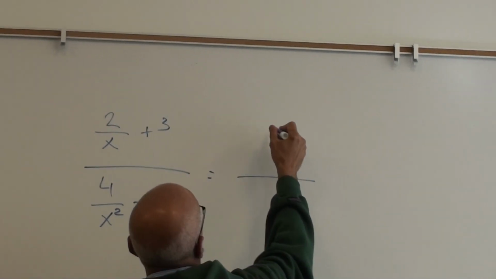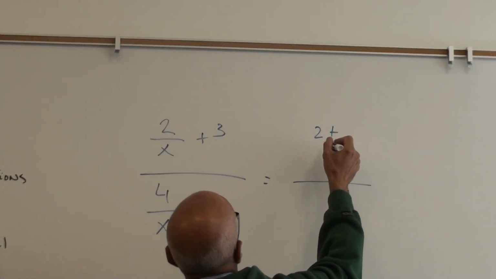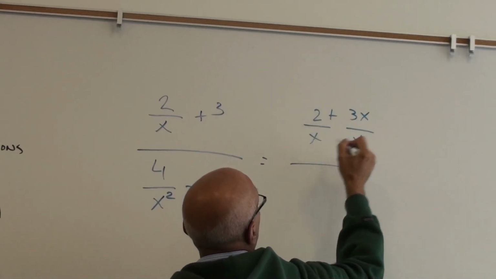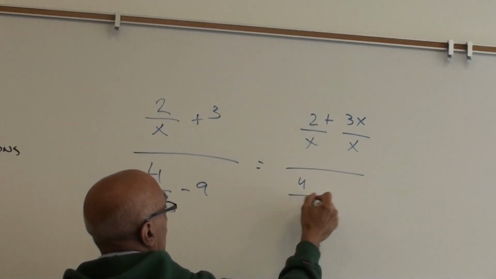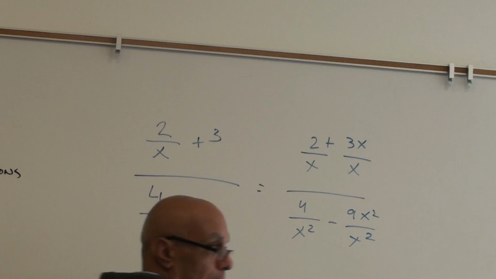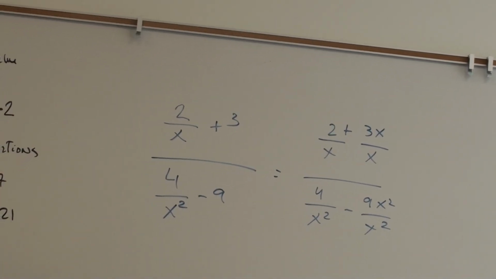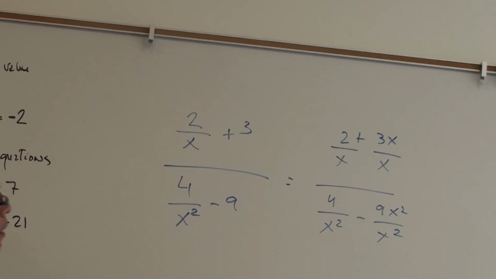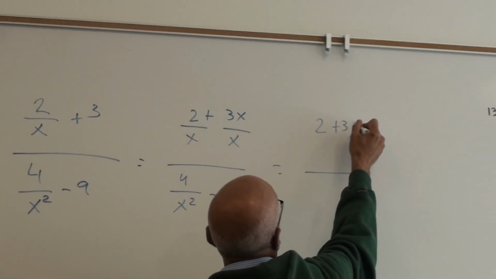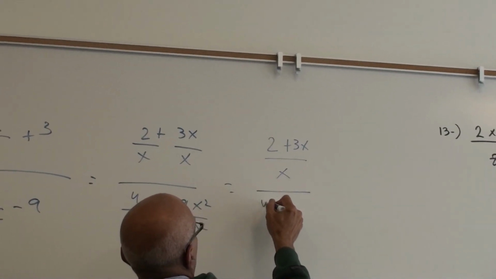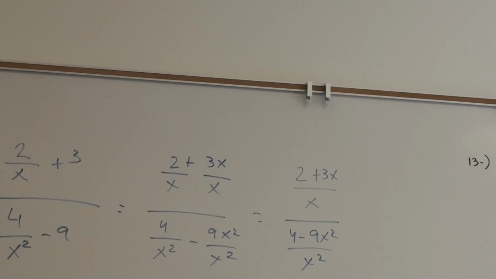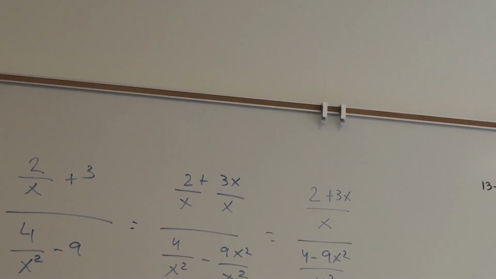So now I have 2 plus, here I have 3x over x, and here I have 4x squared minus 9x squared divided by x squared, okay? So now I have a common denominator, right? So let's simplify that. So I have 2 plus 3x divided by x. Here I have 4 minus 9x squared divided by x squared. Okay? Now, how are we going to solve this now?